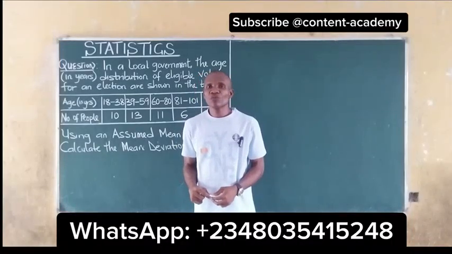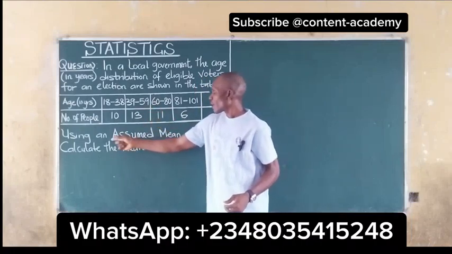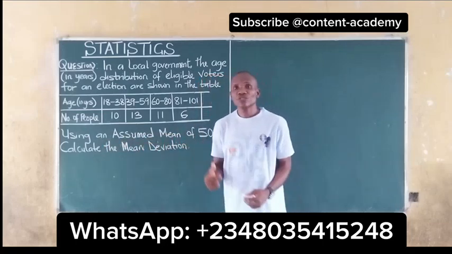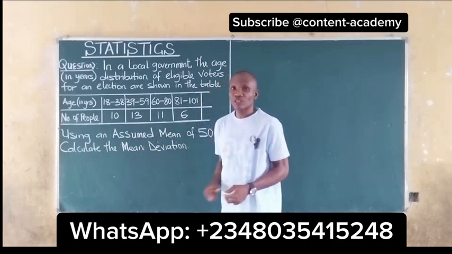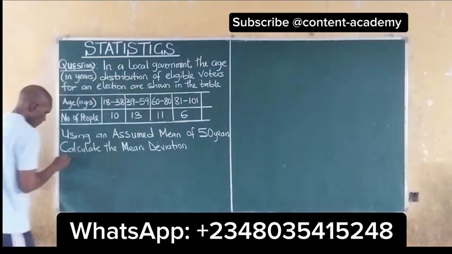In this video, we'll be solving a question on statistics. We are given a question and an assumed mean of 50. We are to use it to calculate the mean deviation. How do we go about this? Solution.